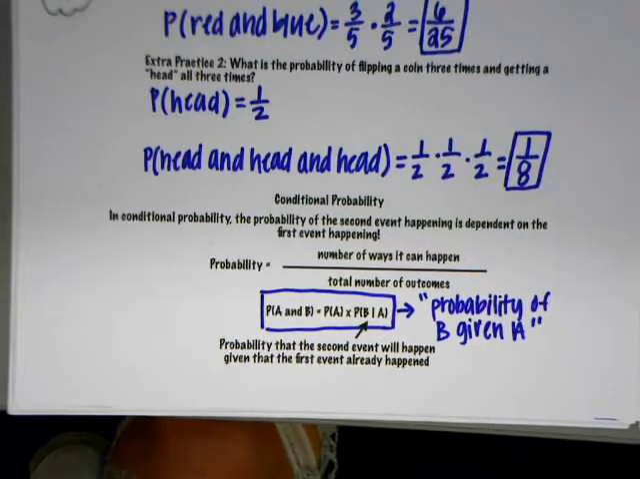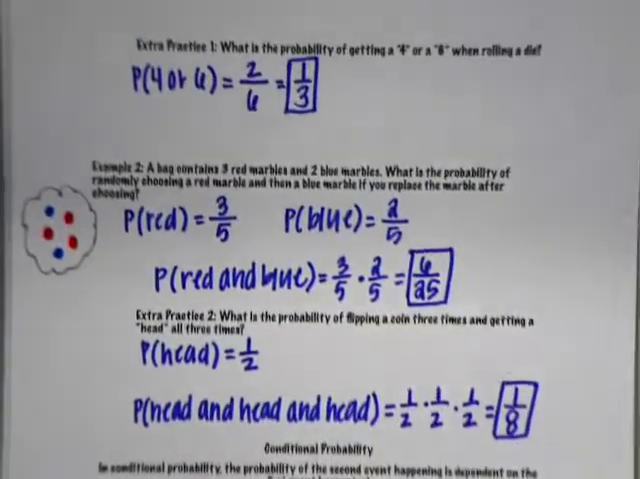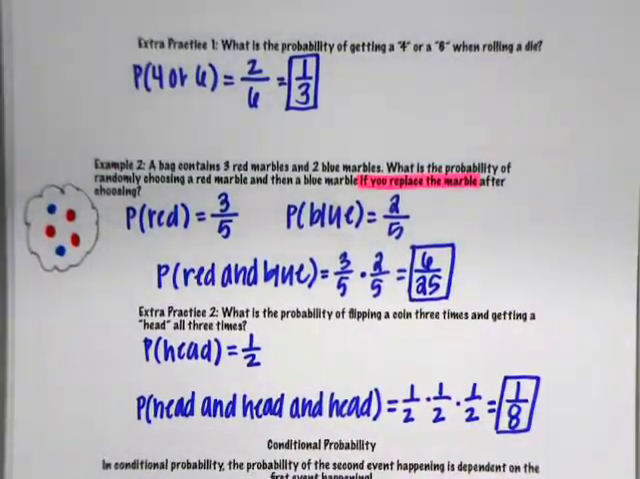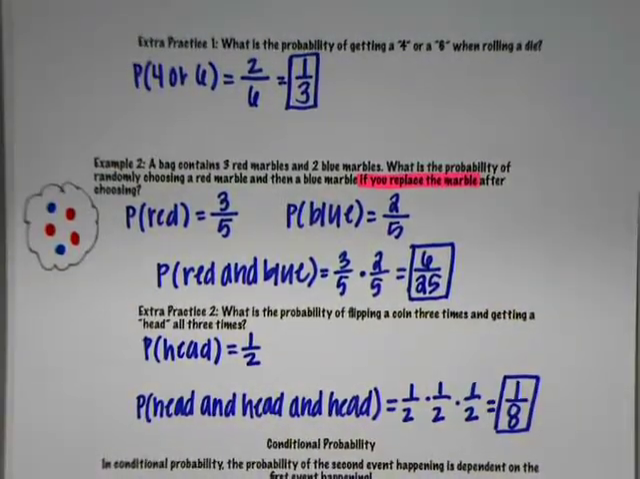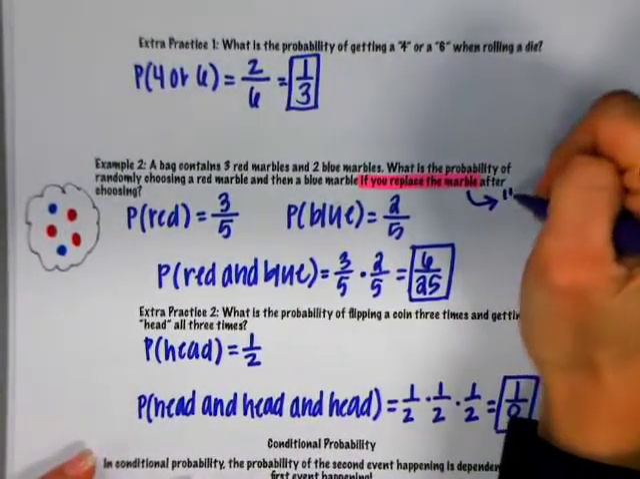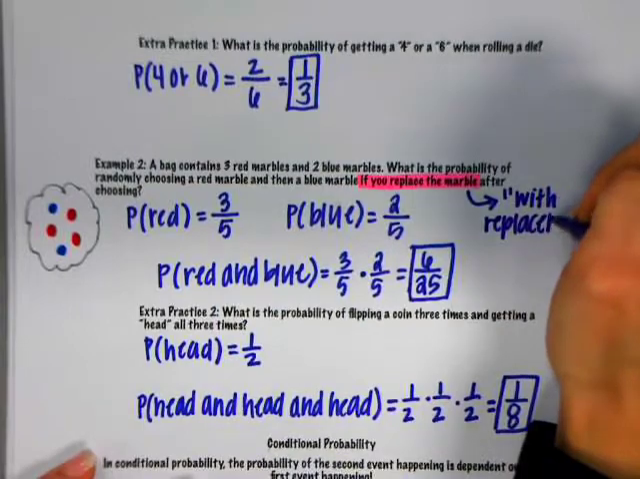And these are going to be all the ones that are without replacement. So let's go back up to example 2 and highlight "if you replace the marble." That's going to be your with replacement. That's how you know it's that kind.